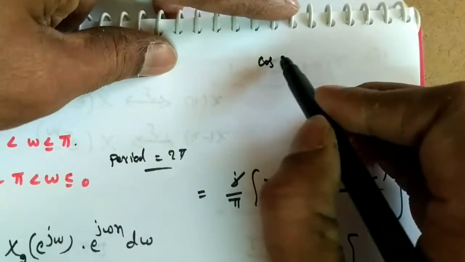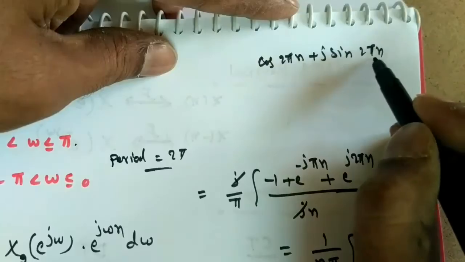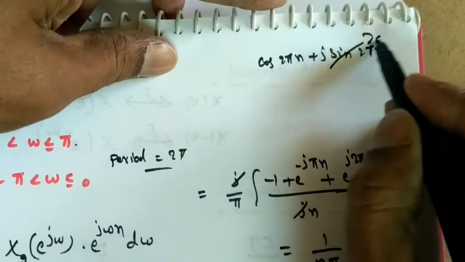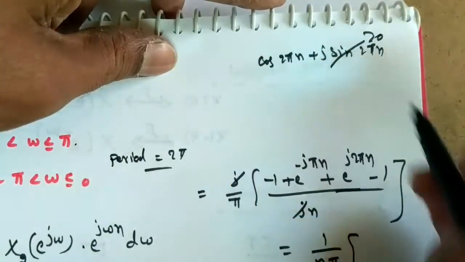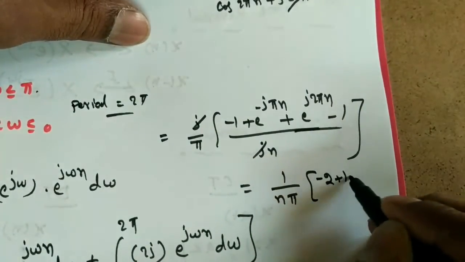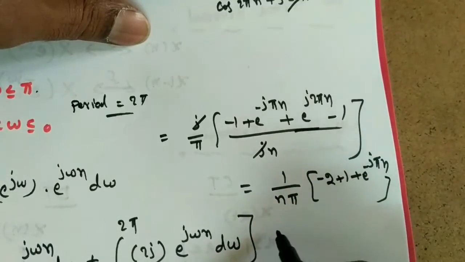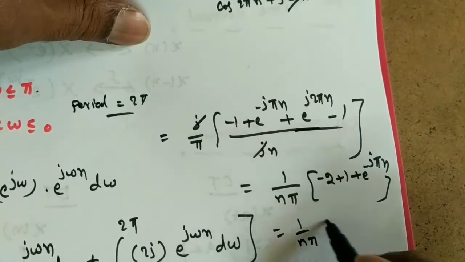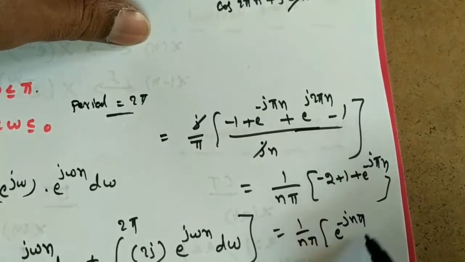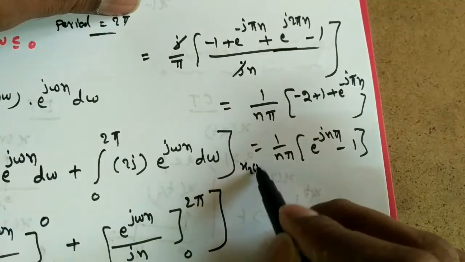So cos 2 pi n plus j sine 2 pi n. If n is equal to 1, 2, 3, the sine will be 0, so it will be always 1. So I can write like this: minus 2 plus 1 plus e power minus j pi n. So what is this? 1 by n pi, e power minus j n pi minus 1. Similarly, so this is the x2 of n.